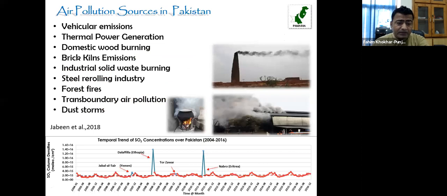So what are actually the major sources? Vehicular emissions, poor maintenance of vehicles, thermal power generation is another prominent source, domestic wood burning, brick kiln emissions, industrial solid waste burning, steel rolling industry, forest fires, transboundary air pollution, the biggest challenge, and dust storms. You see, my list is also well synchronized with yours. Only your list was missing transboundary pollution, which is caused by the Indian fires, and also transcontinental volcanic eruptions that have influenced and brought a lot of SO2 concentrations over Pakistan. This is already published work, and this is the reference.